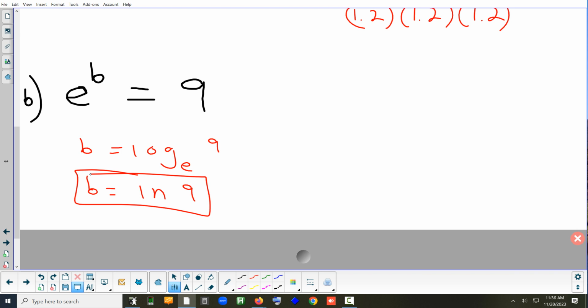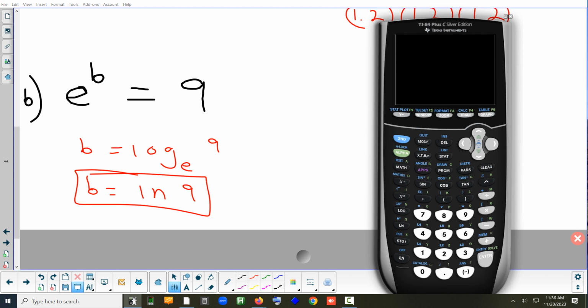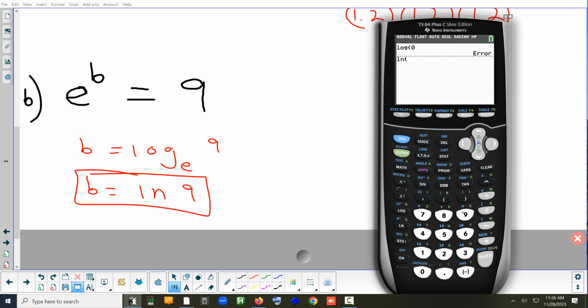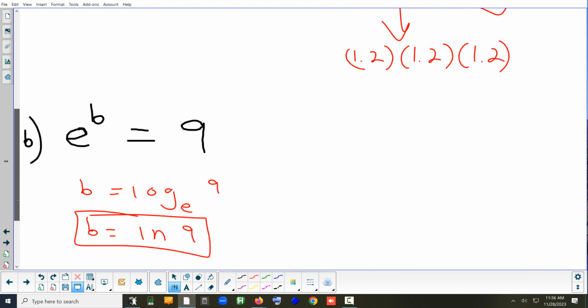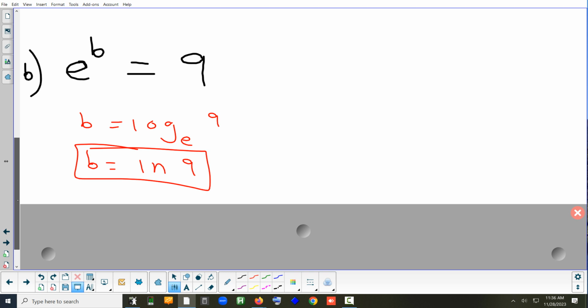And that's something we could type in if they want the decimal. Just type in ln 9. You could write 2.197, but you don't have to write 2.197. That's not what it said to do. It just said change it to log form. And that's it. Any question on it?